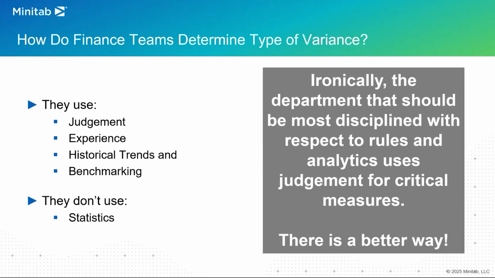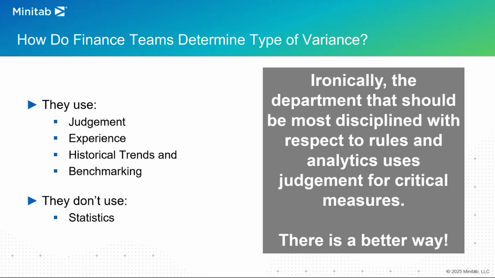So how do they determine that? Well, they use judgment. They use their experience, both general experience and experience with the business. They look at historical trends and a trend line. And like I said, they look at benchmarking. What they don't use is statistics. Ironically, this should be the type of thing that's disciplined with rules, but really it's leaned heavily on judgment on whether or not something material or important has changed.